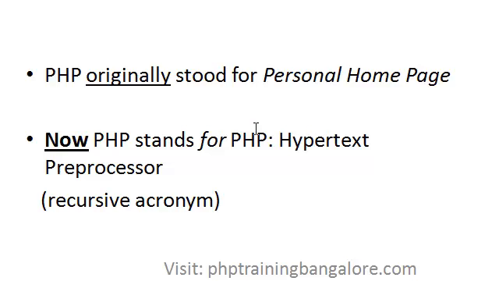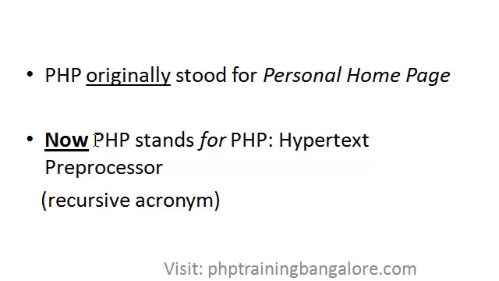The P stands for PHP again. The H stands for hypertext, and the last P stands for preprocessor. And we call this a recursive acronym. Recursive acronym. So you might be thinking, what the heck is a recursive acronym? It's very simple. Just look at the pattern.